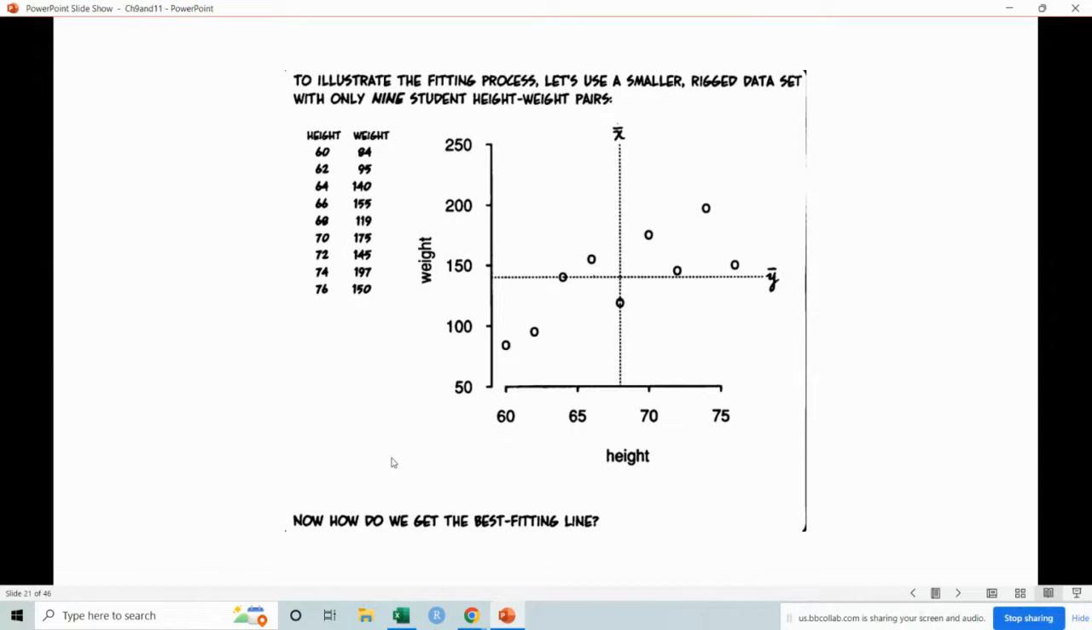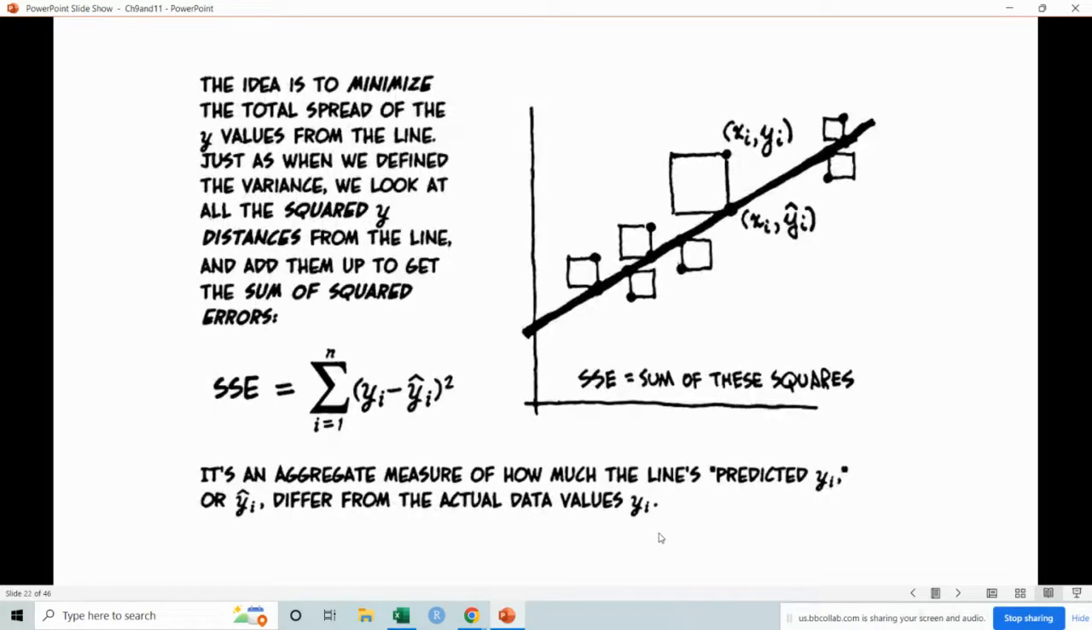To illustrate the fitting process, let's use a smaller data set with only 9 students' height and weight pairs. So how do we get the best fitting line? I would say the line probably wants to go somewhere through there, and if you try to draw a line going that way, I'd say you're crazy. The idea is to minimize the total spread of the y values from the line, just as when we define the variance. We look at all the squared y distances from the line and add them up to get the sum of squared errors, SSE.